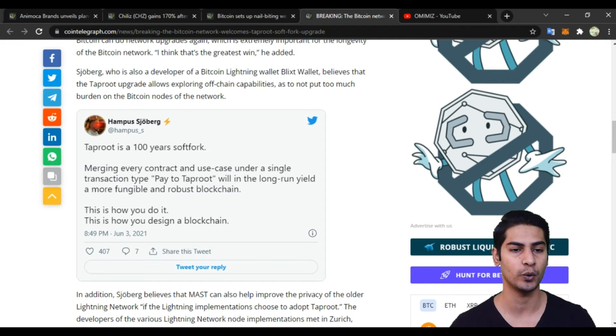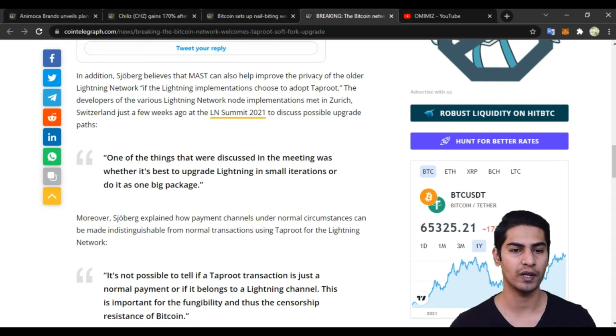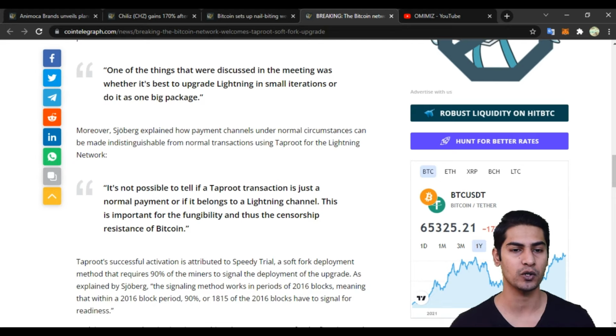This is how you do it. This is how you design a blockchain. One of the things that were discussed in the meeting was whether it's best to upgrade Lightning in small iterations and do it as one big package. It is not possible to tell if Taproot transaction is just a normal payment or if it belongs to a Lightning channel. This is important for the fungibility and thus the censorship resistance of Bitcoin.